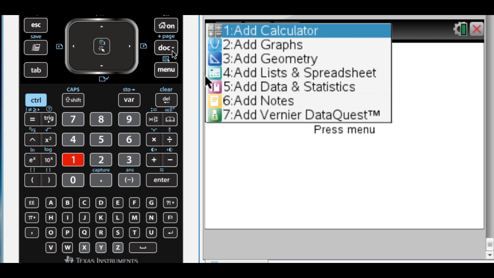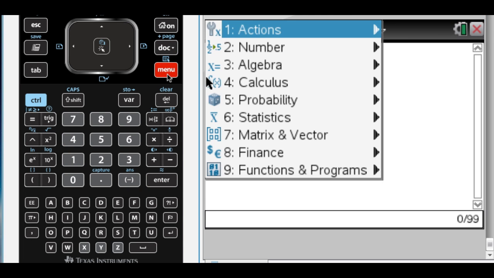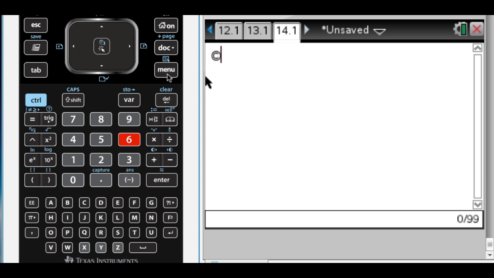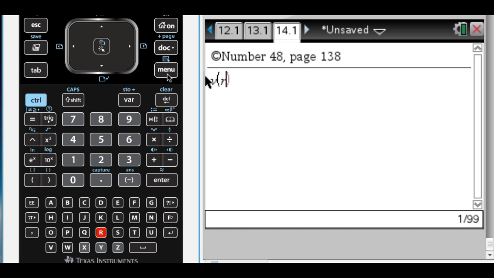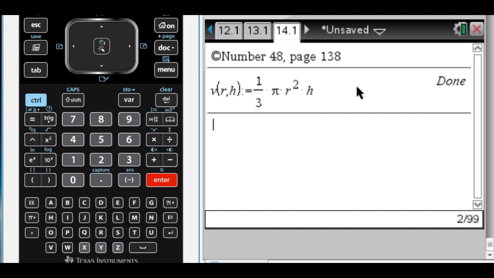So let's put in a new problem. And we are going to be doing number 48 on page 138. So we're getting close to the end here. So in this one, I need the volume of a cone. So the volume of a cone, if I'm not mistaken, is given to you, but it's a function of the radius and the height, and I'm going to say that that's equal to 1/3 pi, which remember you have a pi key down here, but it's faster to type, r squared, and then times h. 1/3 pi r squared h.